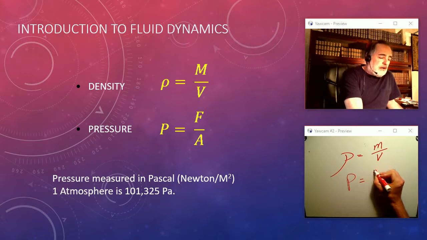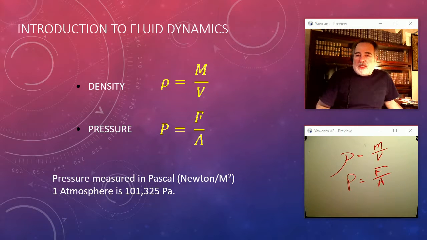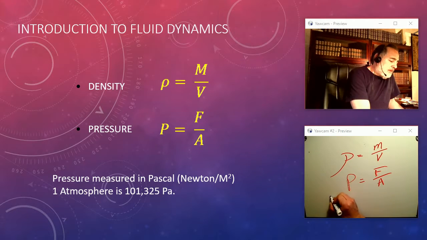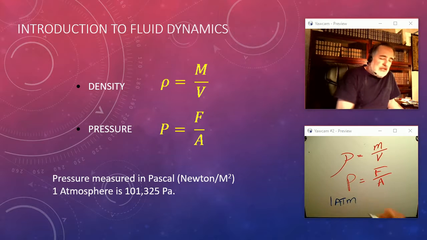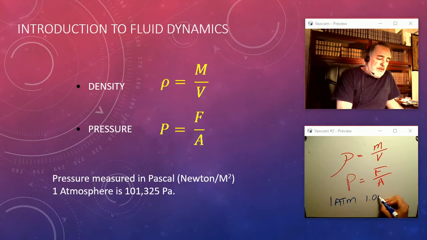If you remember, pressure is force for a given area, which is newtons per meter squared. Now we're going to measure pressure in something called pascals, which is a unit of Newton per meter squared. Now, 1 atmosphere is sort of a handy measurement, 1 ATM, as you see it on the screen there. Typically, it's written 1.013 times 10 to the 5th pascals.